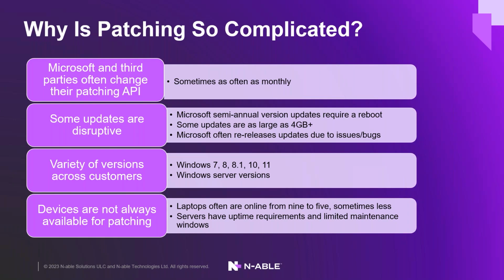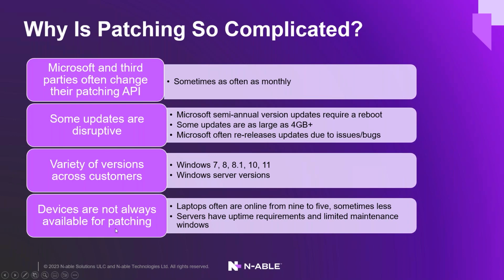Microsoft often releases updates due to bugs and issues. Now, there are a variety of versions of operating systems that we have to support. And I can tell you, most of you are probably still supporting some Windows 7 machines out there. I would be surprised if you had any Windows 8 or 8.1 out there, but some people hold on to Windows 7 because it was such an awesome operating system. So Windows 7, 10, 11, and then you've got everything from Windows 2012 R2 to 2022, right? Everything in between. So there's a lot of patches to distribute.